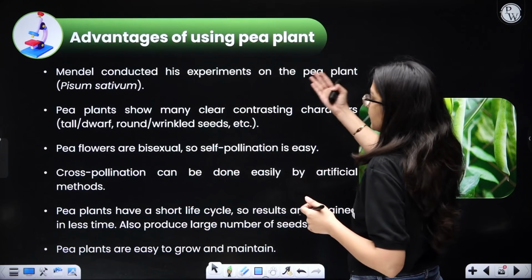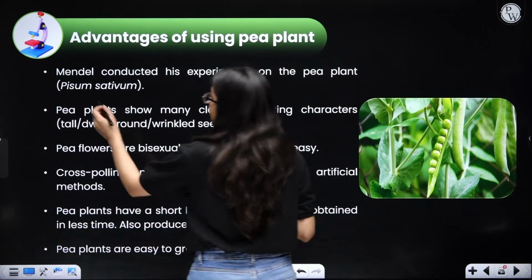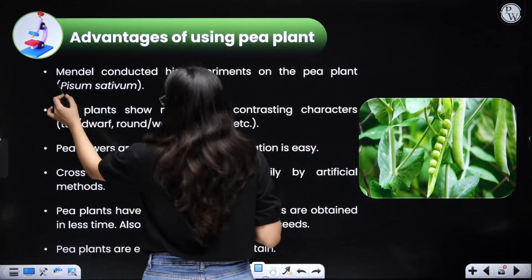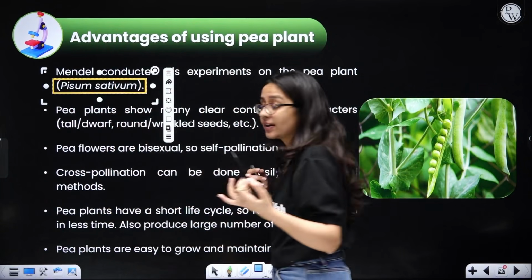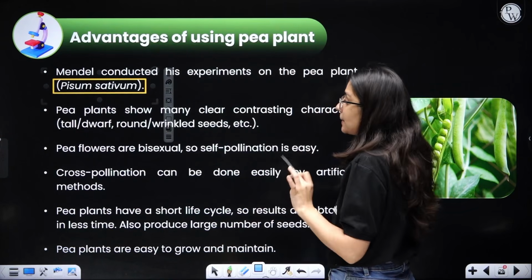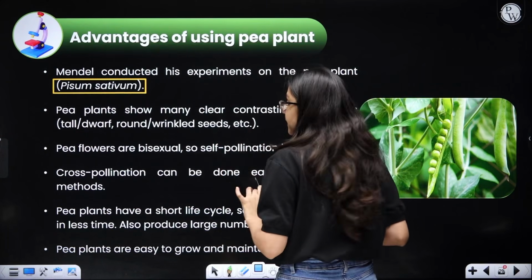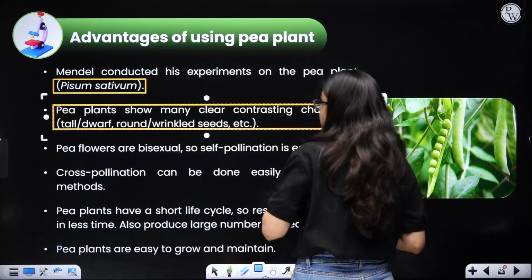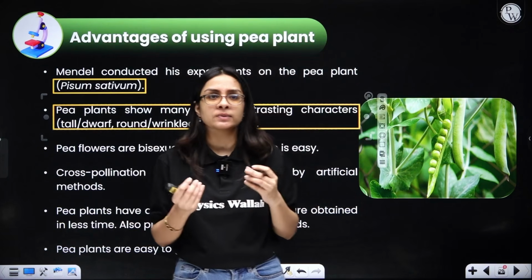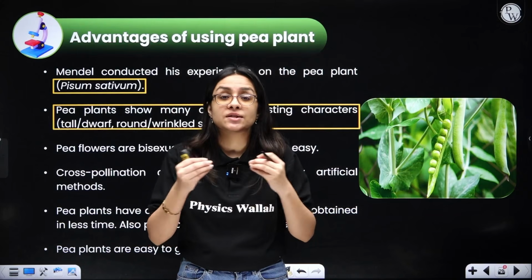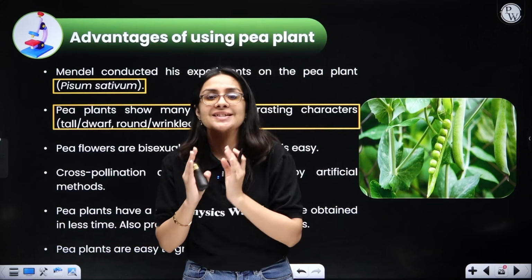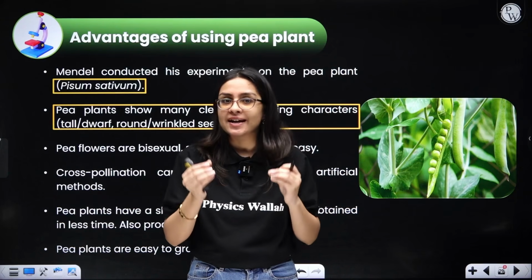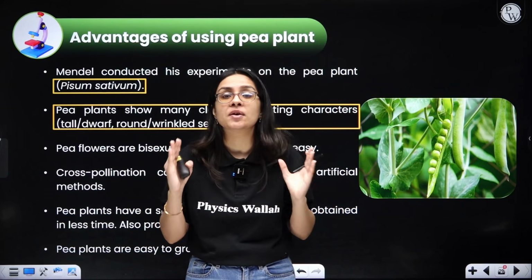Firstly, Mendel conducted his experiments on the pea plant, that is scientifically known as Pisum sativum. You might be asked in a one-marker, what is the scientific name of the pea plant? Pea plants show many clear contrasting characters. I will explain in a bit what contrasting characters mean, but for now you can simply assume that contrasting means different or opposite. For example, if I say black color, there is white color, so they are very contrasting, right? So for pea plants, there were characters that were extremely contrasting in nature.